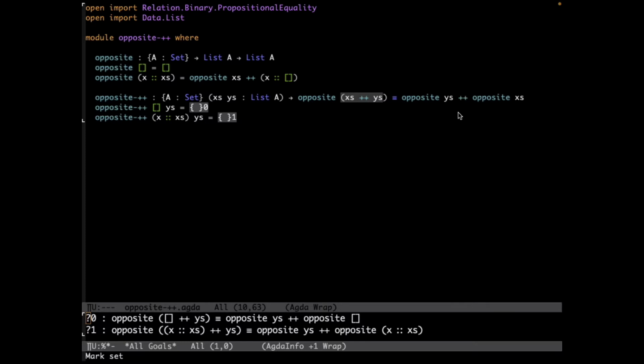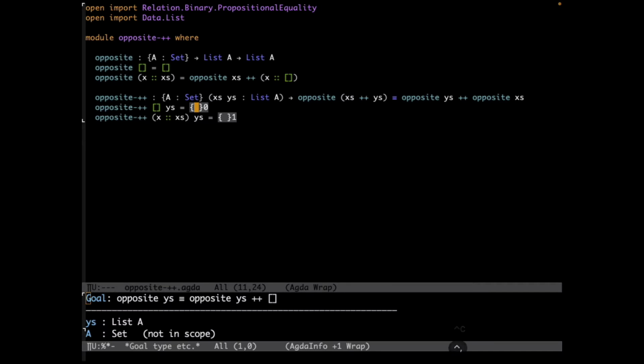So I expect that I might have some trouble because this side won't compute when I do induction on the first argument. I may have to prove some lemmas or something. Okay, so I look at this and I say, this case comes down to the opposite of y's is the opposite of y's plus the empty list.